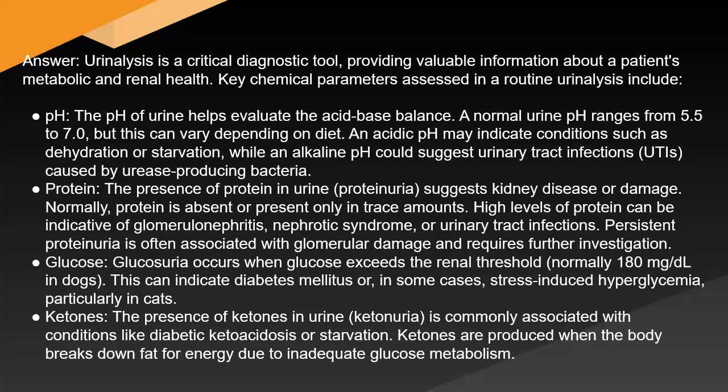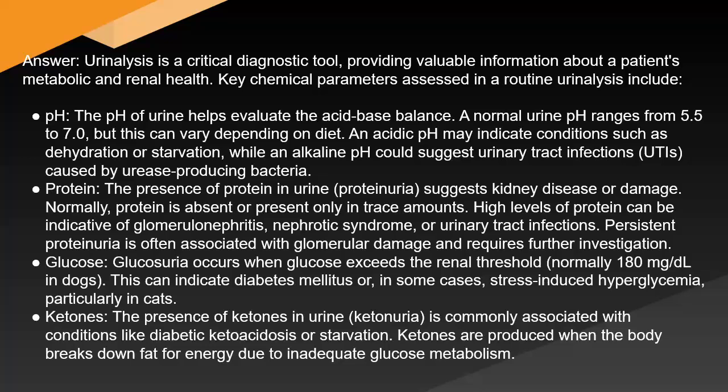Protein. The presence of protein in urine, proteinuria, suggests kidney disease or damage. Normally, protein is absent or present only in trace amounts. High levels of protein can be indicative of glomerulonephritis, nephrotic syndrome, or urinary tract infections. Persistent proteinuria is often associated with glomerular damage and requires further investigation.